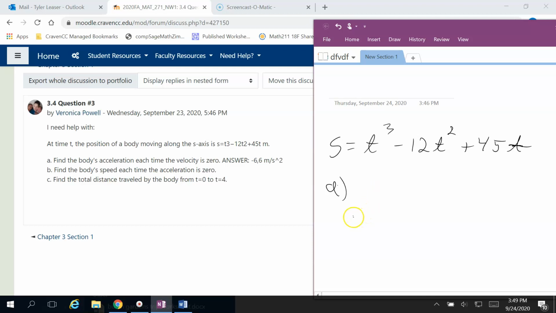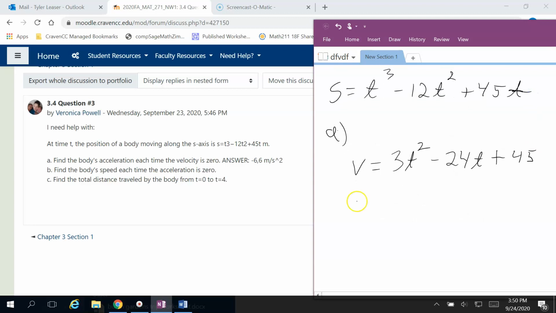So first thing we want to do is to find the velocity. And you get the velocity by taking the derivative of the position here. So t cubed has derivative 3t squared. -12t squared, you bring that 2 down, we get -24t. The 45t, you're just going to take that coefficient, 45. All right. Let's also go ahead and find the acceleration by taking the derivative one more time. My 3t squared just goes to 6t, -24t goes to -24.